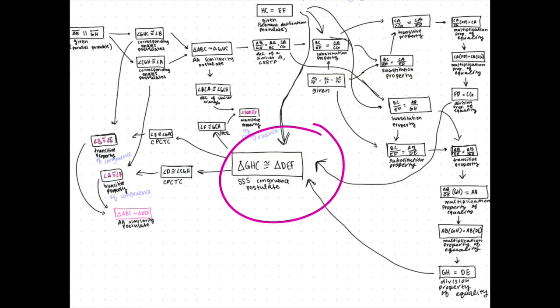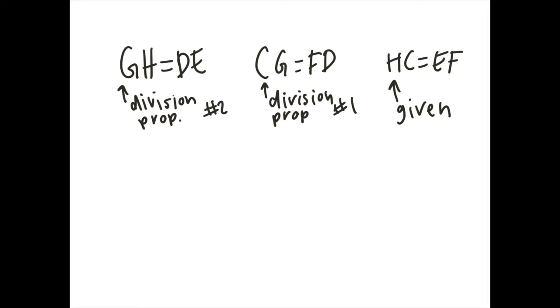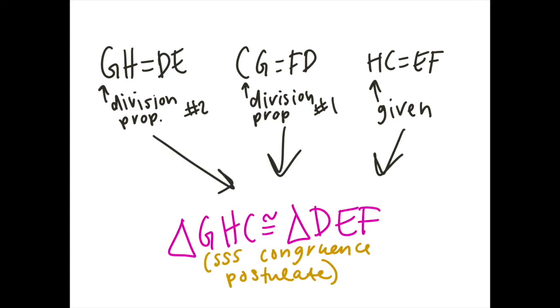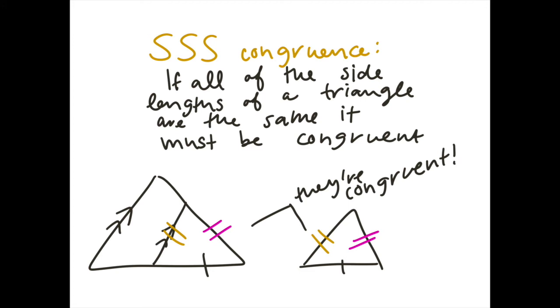So now we can take that GH equals DE, that FD equals CG, and finally that HC over EF that was already given to us, and say that triangle GHC is congruent to triangle DEF. So our little triangle is congruent to the little triangle formed in the big triangle by the parallel lines.